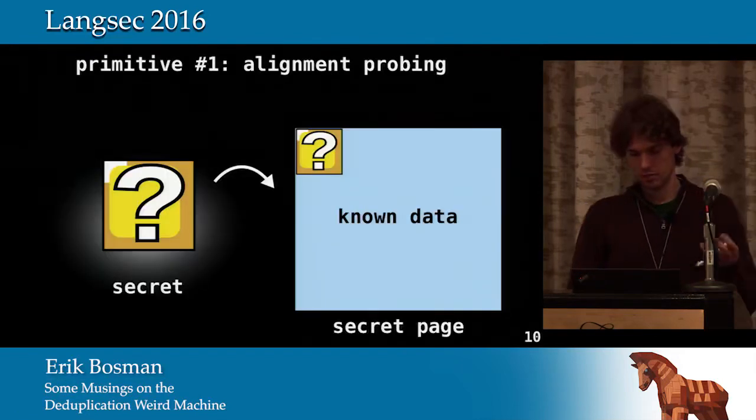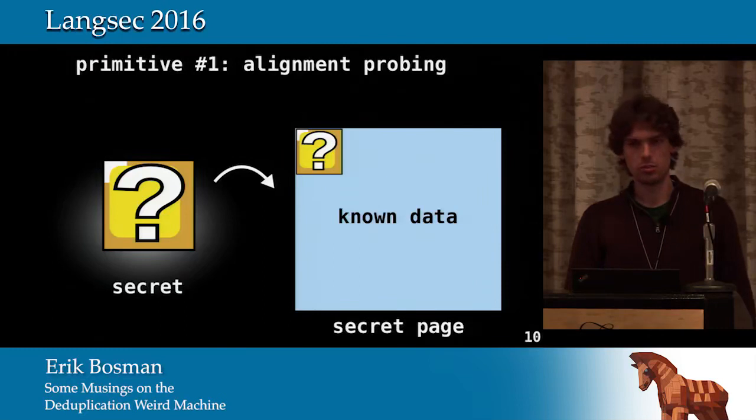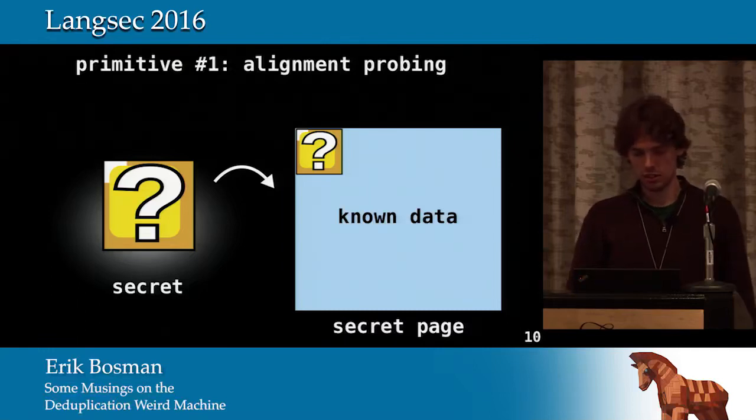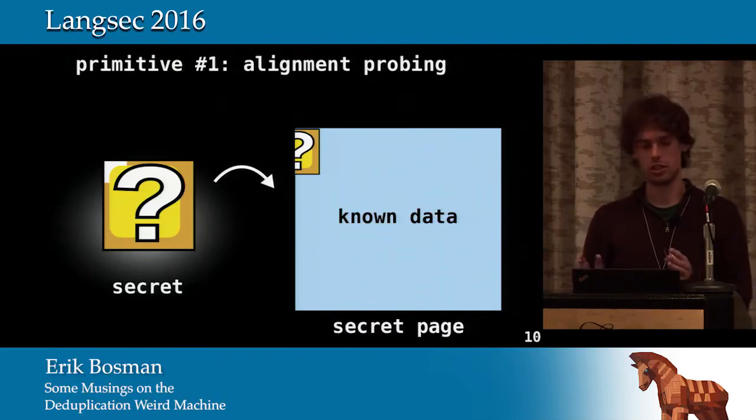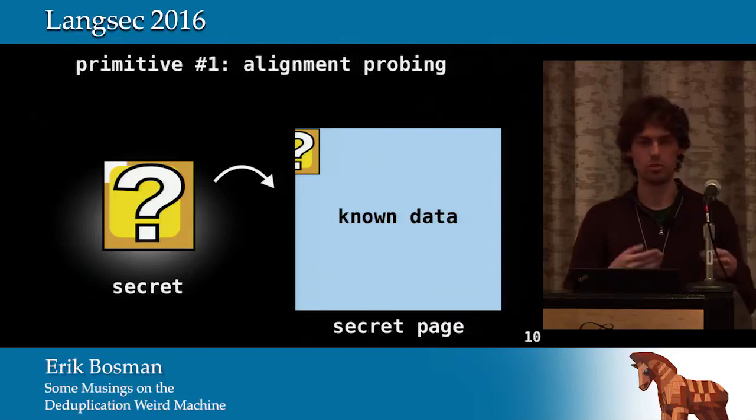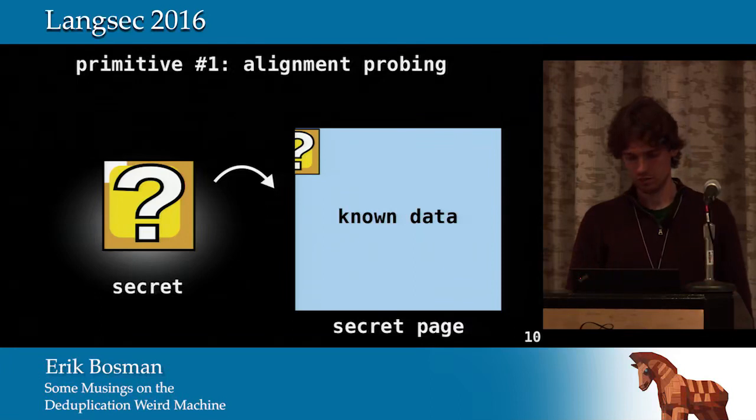So in our paper we describe some ways of leaking this data anyway. One thing is, if you can control the alignment of the secret you want to leak, you might be able to have a page with all known data, but with part of the secret you want to leak. So you only have to probe for part of the secret.